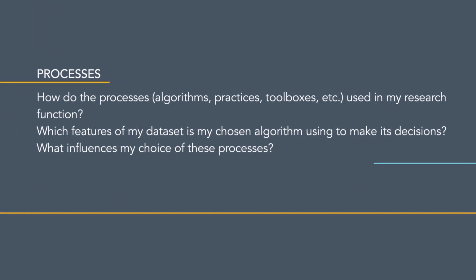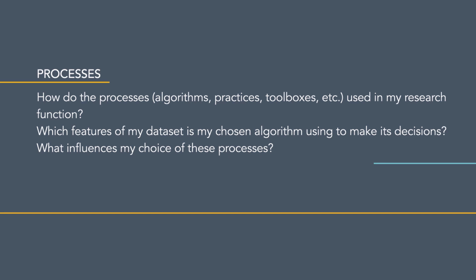The first is, how do the processes used in my research function? By processes, we mean things like algorithms, practices, toolboxes, and so on. This question relates to the notion of explainability, which is something that's the subject of much debate at the moment. Namely, is it or should it be possible for a researcher to explain how a technical system is generating its output? The next question follows on from this.